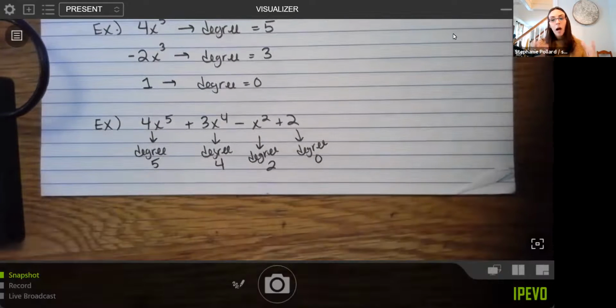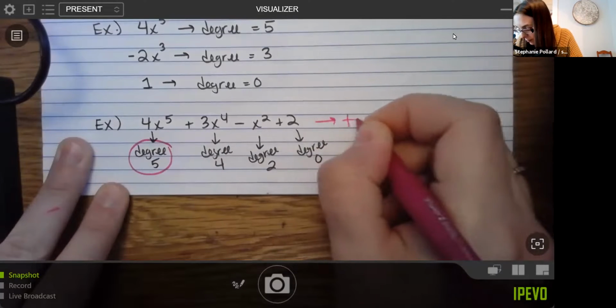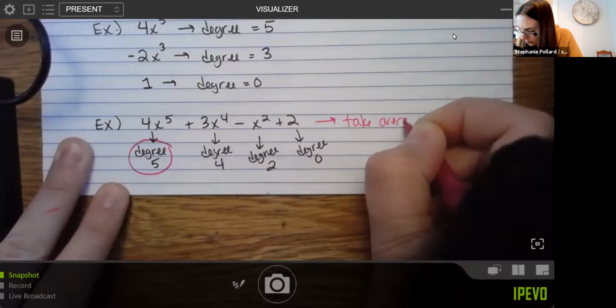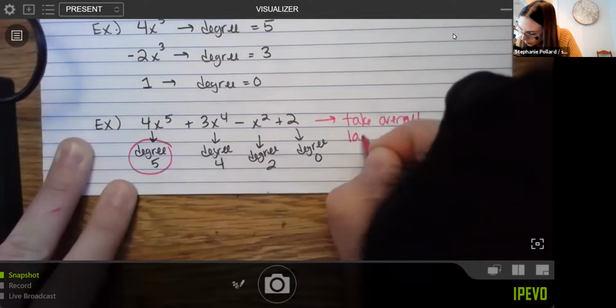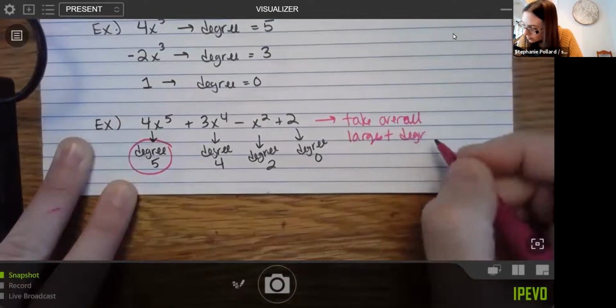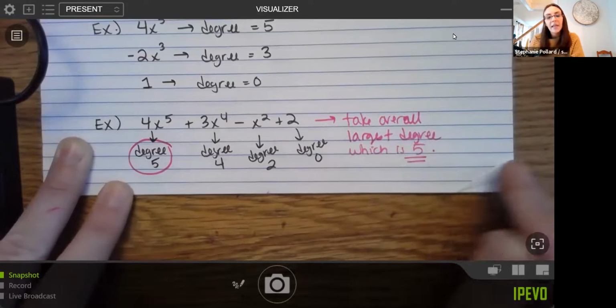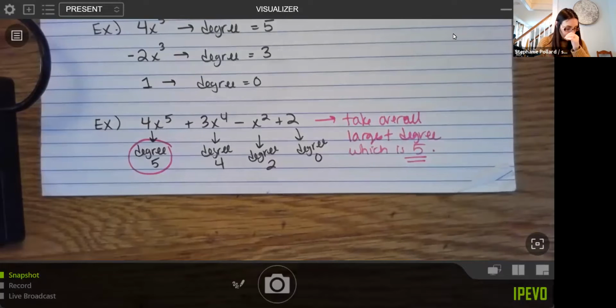And then when you have a more complicated polynomial like this, you take the overall largest. In this case, which is 5. So if you have something that is more than just one term, you can also find that degree as well, but you take the individual degrees first and then take the biggest one. So this one has overall degree 5 here.